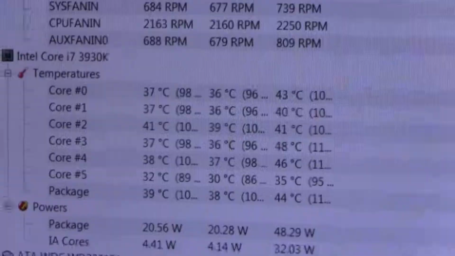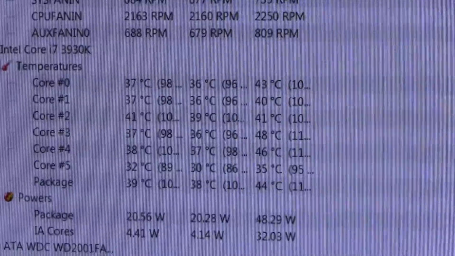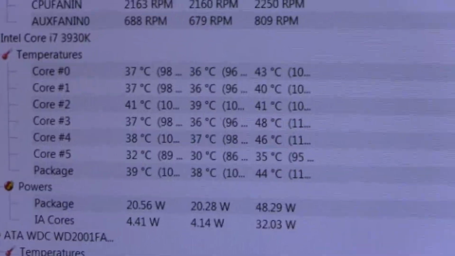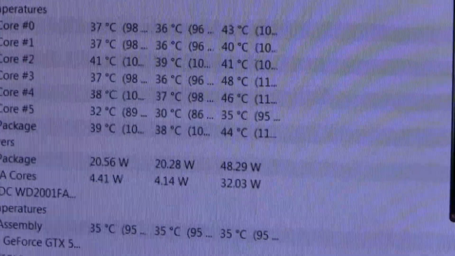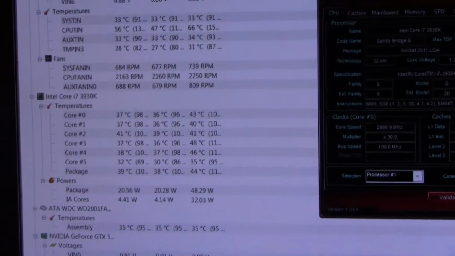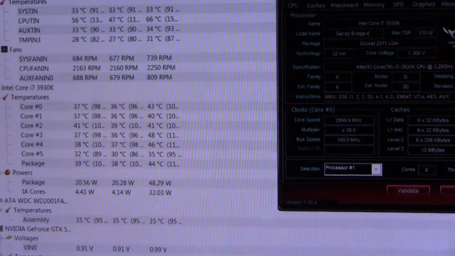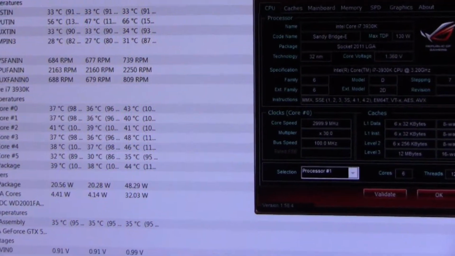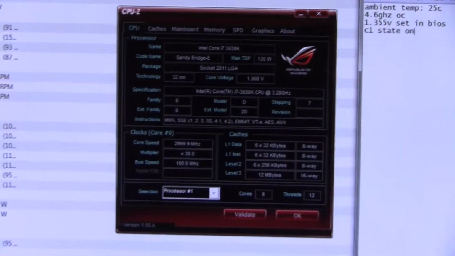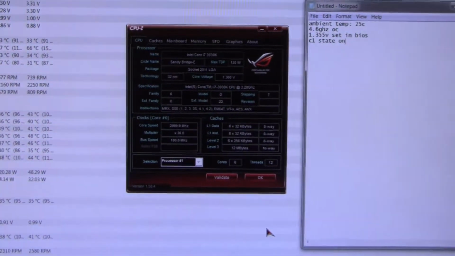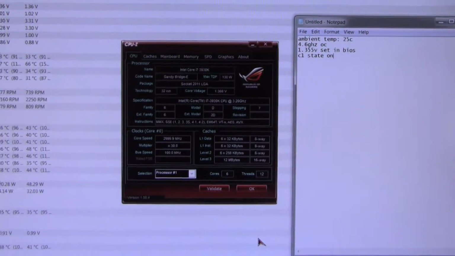You can see the temps were 36, 36, 39, 36, 37, 30, with the package at 38, but again, don't look at that. And that gave me an average across all cores of 35.66 at idle. The computer was set at idle for about 15 minutes when I got these screenshots.